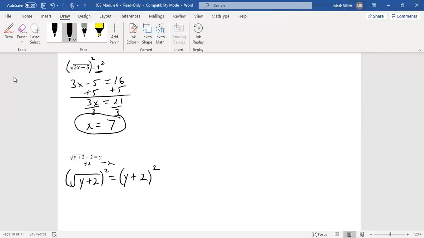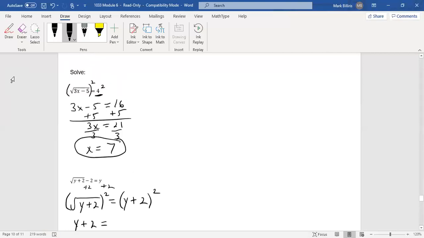On the left-hand side, squaring that square root eliminates the radical sign. That gives me y plus 2 equals. Here's where you have to be careful. I'm not squaring y and 2 separately. This goes back to a similar example we did earlier. When I'm squaring a binomial, I need to multiply that binomial times itself. So I'm going to use the distributive property, or you can call it the FOIL method, y times y plus 2, then 2 times y plus 2.